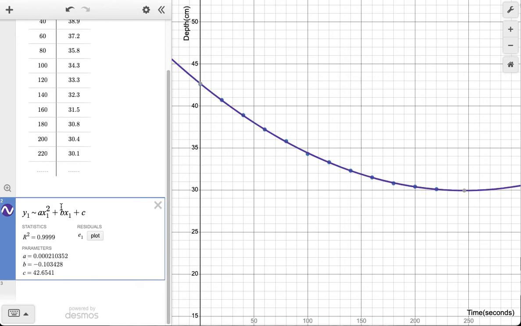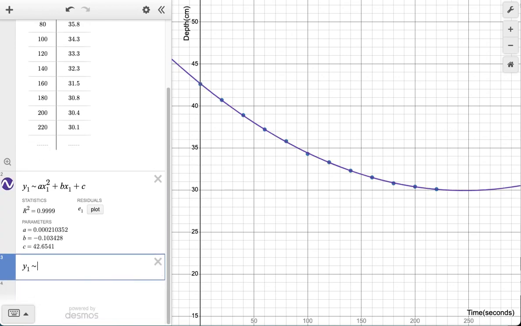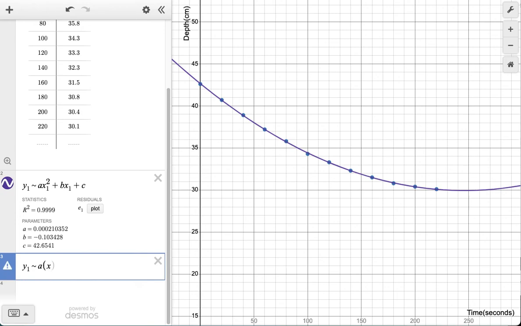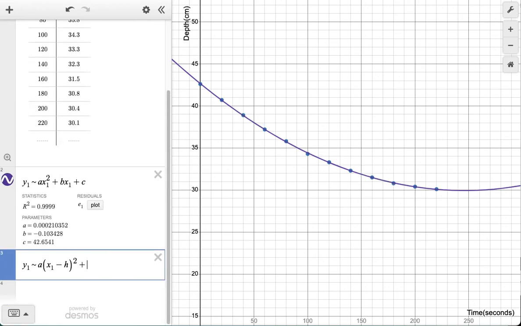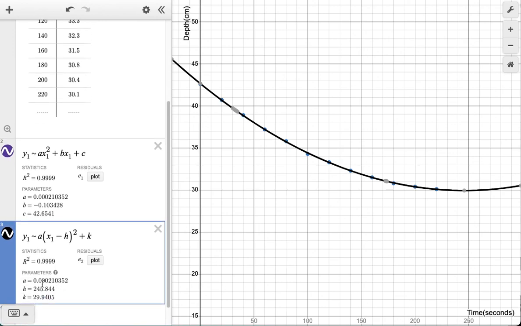I would have never guessed these numbers, obviously, but these are the numbers that would work if you typed it out. y equals 0.000210352 x squared minus 0.0103428x plus 42.6541. You would get this exact parabola. Note, by the way, you could have done this in a different form too. If you wanted to, you could have asked for it in vertex form, a times x1 minus h squared plus k. Notice how it's the same exact a, but it would give me an h and a k instead of a b and a c. You can choose whichever method you want. So this is what's called a regression, and this is how you set it up on Desmos.